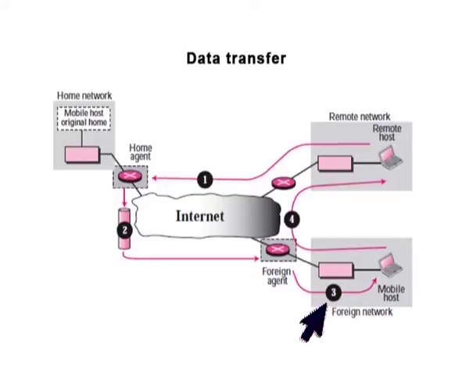From mobile host to remote host. Path 4 of the figure shows this step. When a mobile host wants to send a packet to a remote host, for example, a response to the packet it has received, it sends as it does normally. The mobile host prepares a packet with its home address as the source and the address of the remote host as the destination. Although the packet comes from the foreign network, it has the home address of the mobile host.